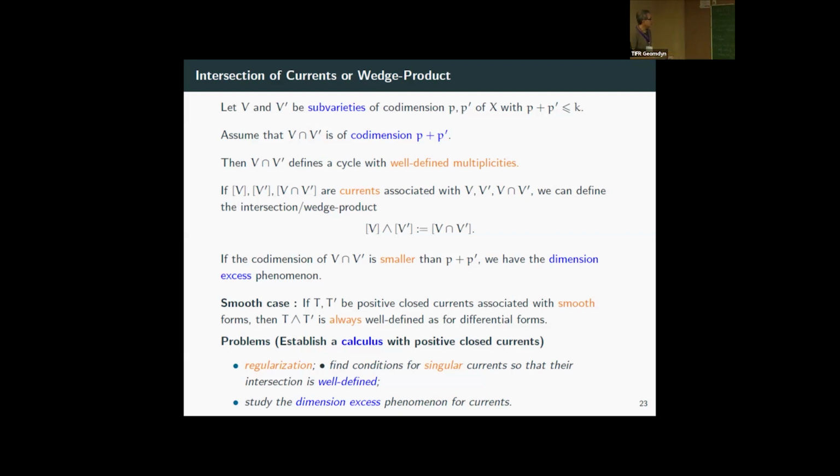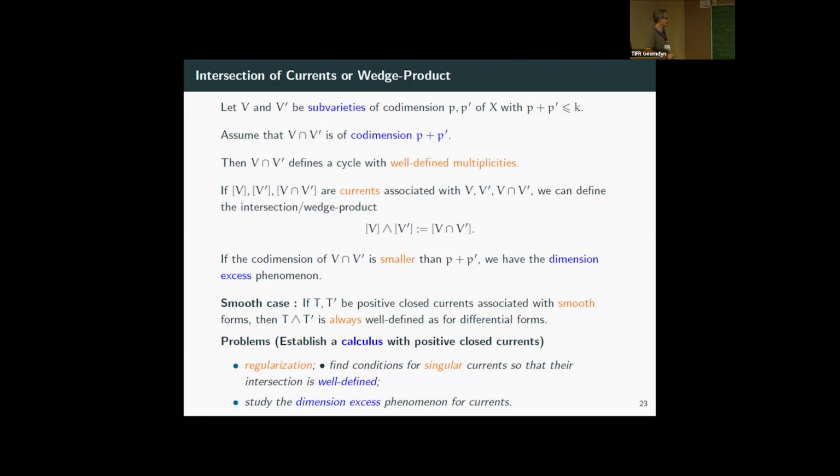So now, assume that the intersection of V and V prime is of codimension p plus p prime. This is a generic situation. So if you take a V of codimension p, V prime with codimension p prime, then generically the intersection will be of codimension p plus p prime.